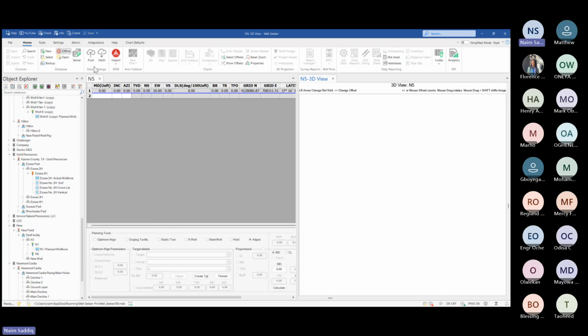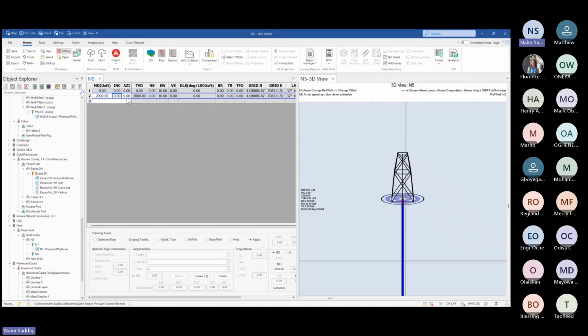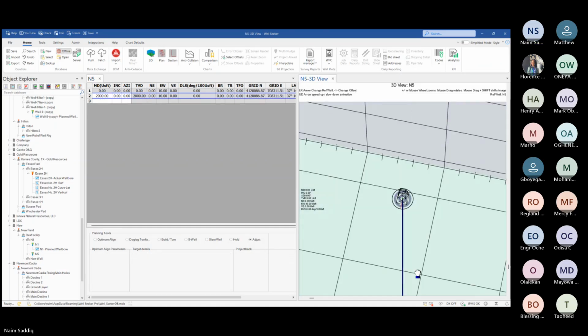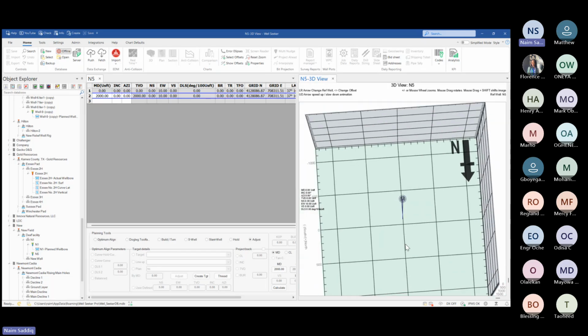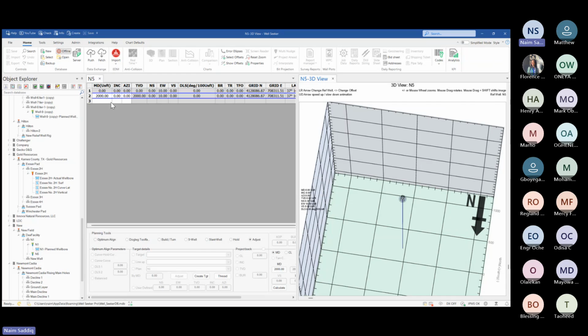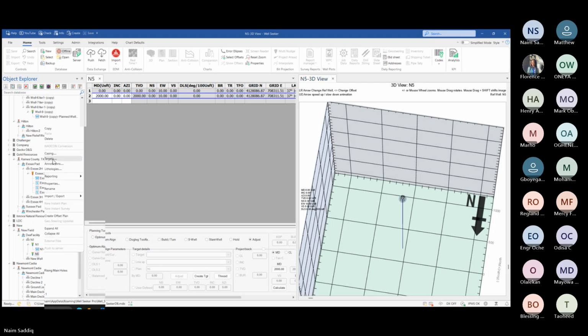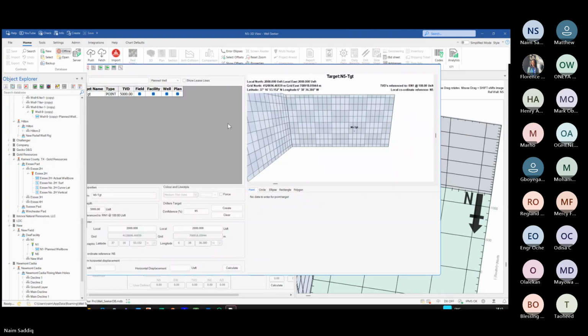Now, if I say, take me to 2000, keep everything straight, you can see this starts to come up. It starts to build it. I don't see any targets. Let's see the targets. Do we have a target here for N5? Let's see how we can bring in the targets first. N5. Okay, click on the target. So that target is already there. This is the N5 target. I have created a target. This is the target coordinates. This is the TVD. You can calculate it as well.